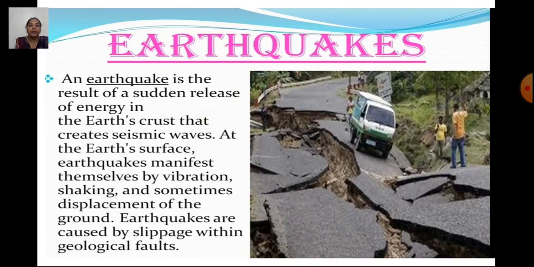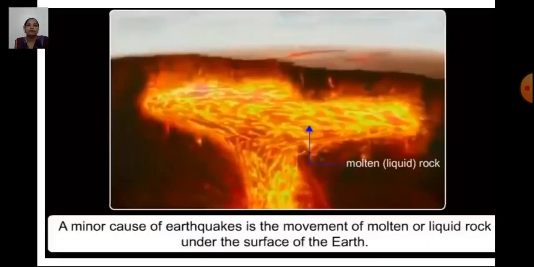Children, we know that the earth is made up of three layers. The innermost layer of the earth is known as the core. Above the core is the mantle, and the outermost layer of the earth where we live is known as the crust. Sometimes these layers slip past each other, which causes an earthquake. The signs of an earthquake are that the ground appears to shake. You feel tremors, vibrations. If you see the pictures on the wall shaking, it may be the sign of an earthquake. A minor cause of earthquake is the movement of molten or liquid rock under the surface of the earth.